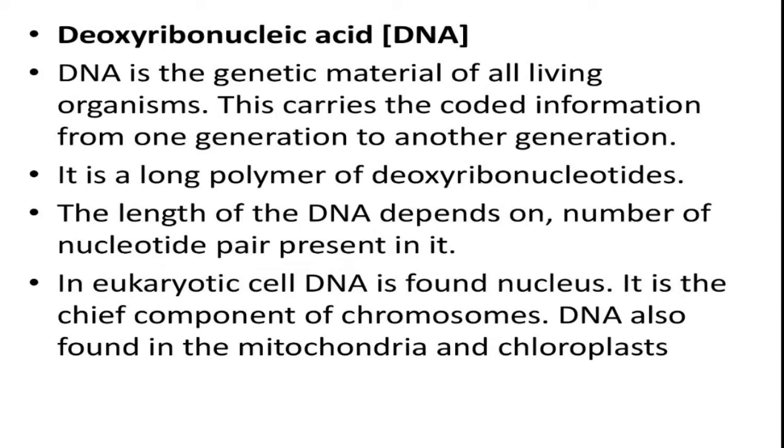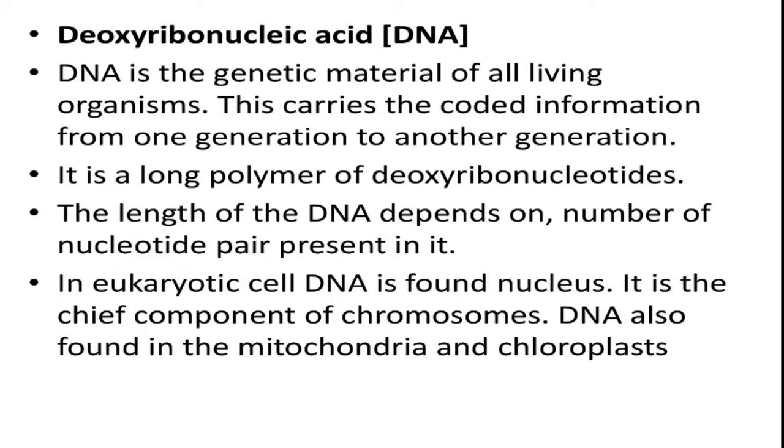For example, in bacteriophage phi X 174, you will find 5,386 nucleotides, and Escherichia coli has 4.6 into 10 to the power of 6 base pairs, and the human DNA is 3.3 into 10 to the power of 9 base pairs. This is the haploid content of the human DNA.